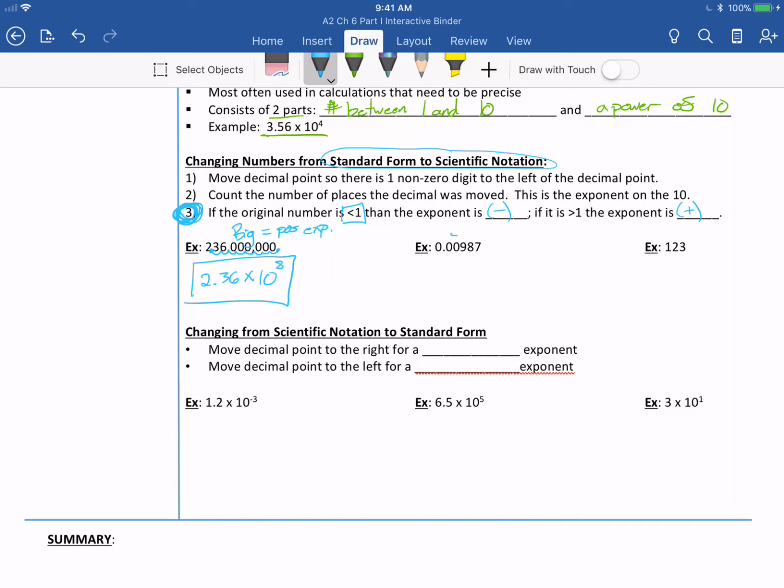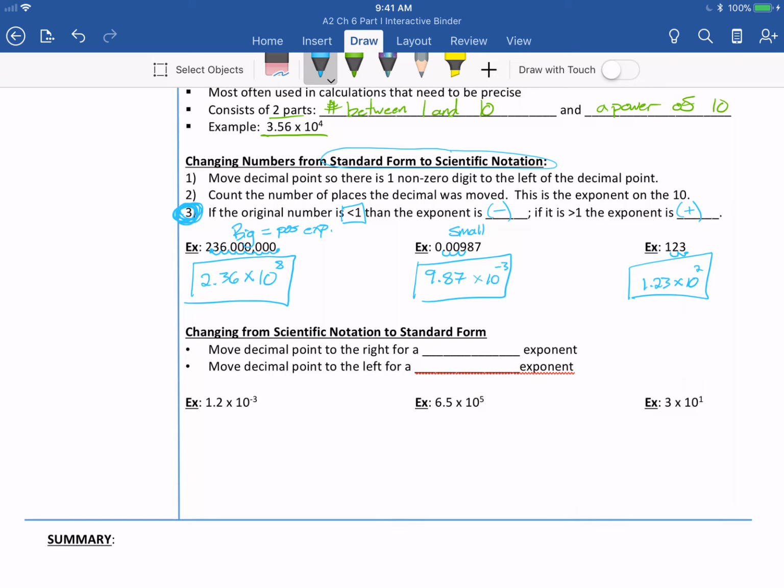This number is a really small number, 0.00987. I have to move that decimal place 1, 2, 3 times to make it 9.87 times 10 to the negative 3, because my original number is tiny. Now here, 123, I move my decimal point 2 times to make it 1.23 times 10 to the second.